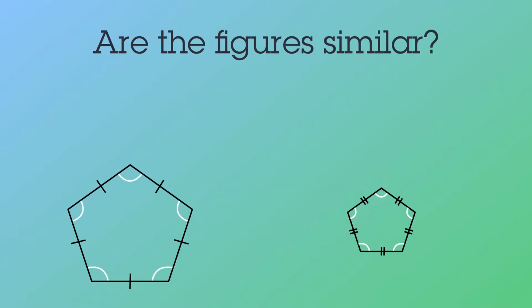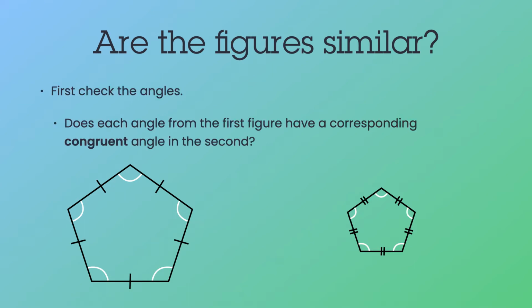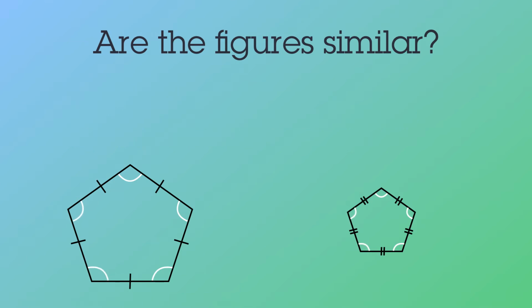Let's test out how to find if figures are similar. First, we'll check the angles to make sure they each have a corresponding congruent angle in the second figure. And you'll see as these angles bounce around the pentagon, yes, they all have a match.